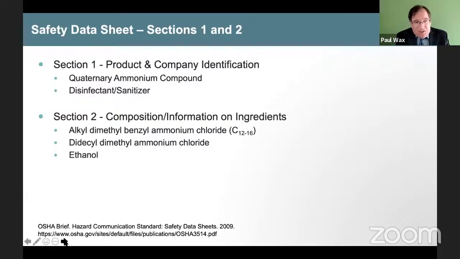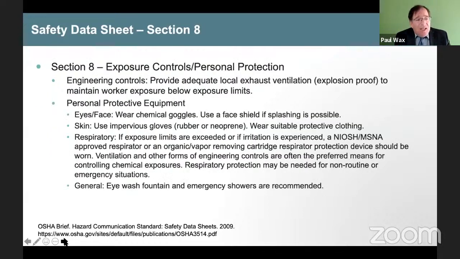And this is essentially like the product label. It provides you with lots of information about exactly what's in the disinfectant, what the ingredients are. And there's a variety of different sections to a typical safety data sheet. And this is just an example of a safety data sheet for a quaternary ammonium compound. As you can see in section 2, it provides you with the list of chemicals. Next slide. And section 8 provides information regarding exposure controls and personal protection.